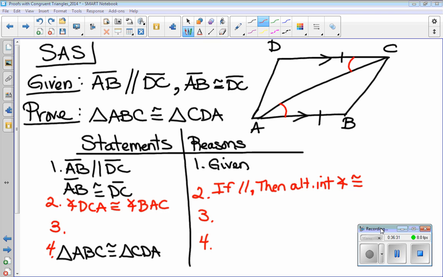All right, I don't have enough yet. So what else am I adding to my picture? I've already used all my given information. So now we're going to go through. Do they share a side? Yeah. So what would I say as the next statement? The shared side is here, so what do I say? AC is congruent to AC. And anytime they share a side, what's the reason? The reflexive property of congruence.